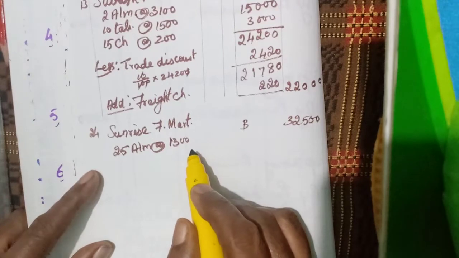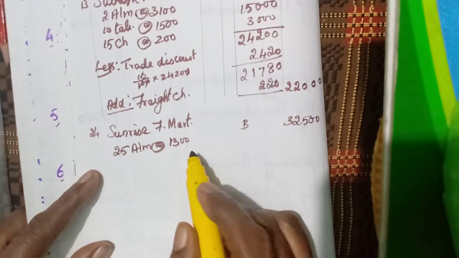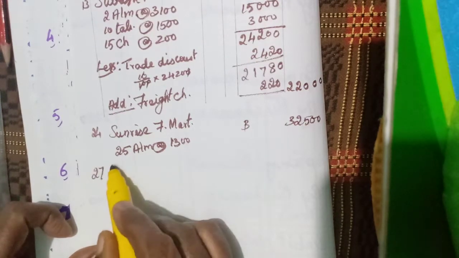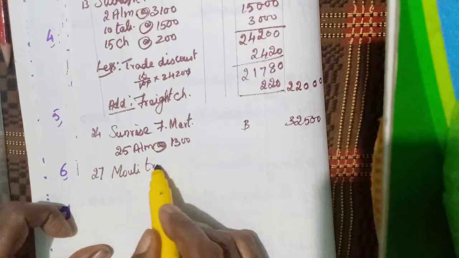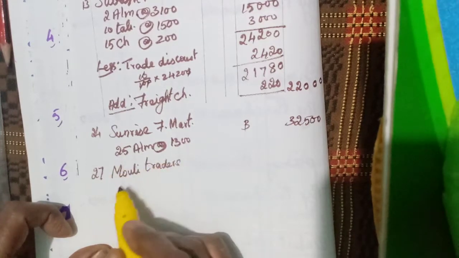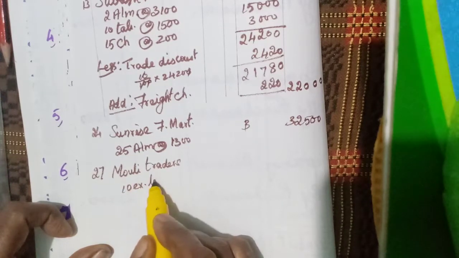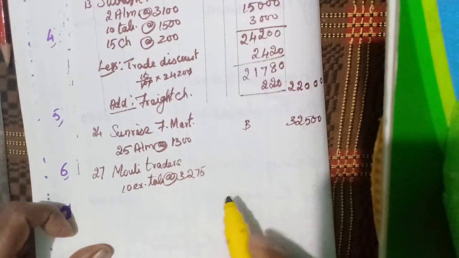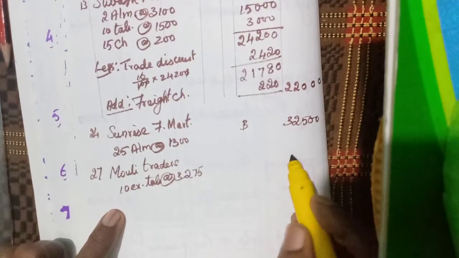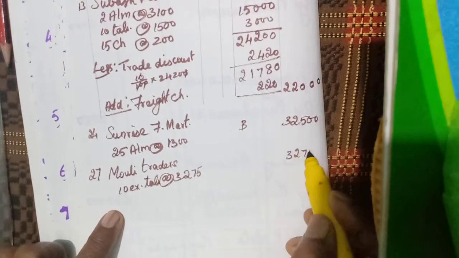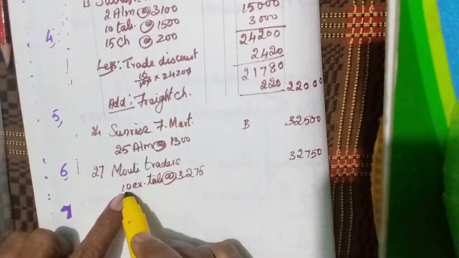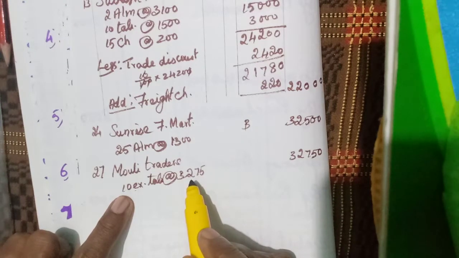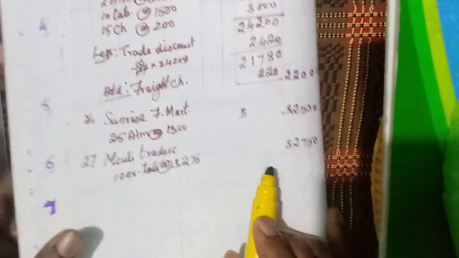Then June 24 we have written. June 27, Mowgli Traders, executive table at the rate of 3,275. So one more 0 we need to add, isn't it? 32,750. Isn't it multiplying this one by this one? We need to add 1 0 along with this number. That's all. Now we will add and write.